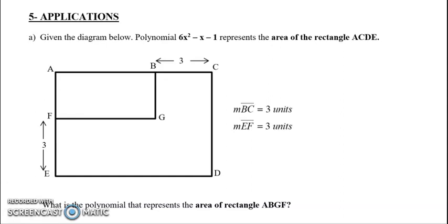So we're looking at the page from the test preview, page 29, and I want to just explain what we do with these application questions, which we didn't have the chance to get to in class. The first one starts off with the rectangles, and it says, given the diagram below, polynomial 6x squared minus x minus 1 represents the area of rectangle ACDE. That's the entire rectangle. And you're asked to find out the polynomial that represents the area of ABGF.